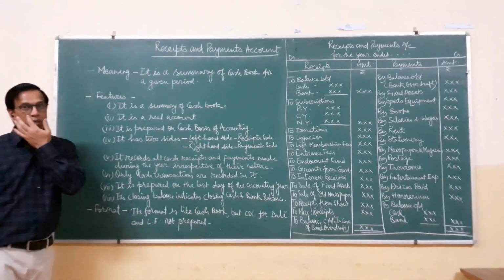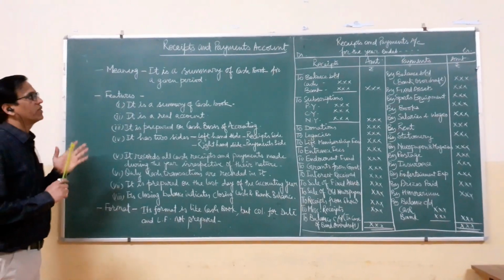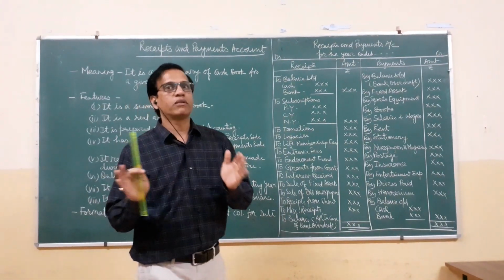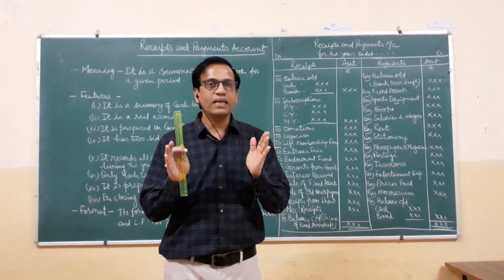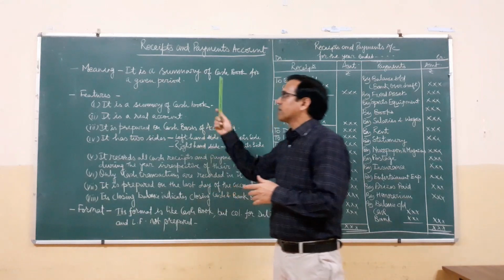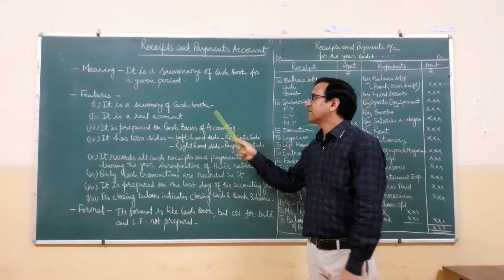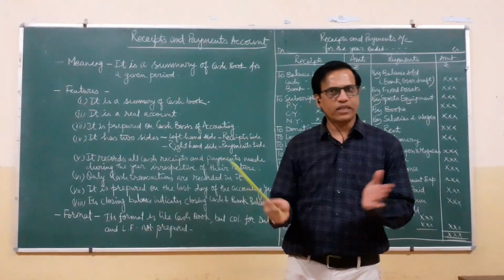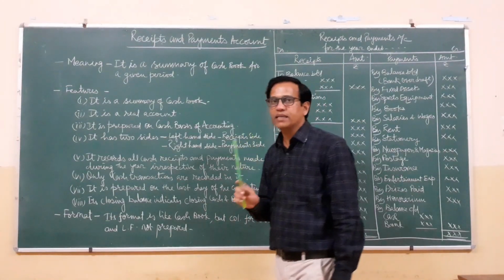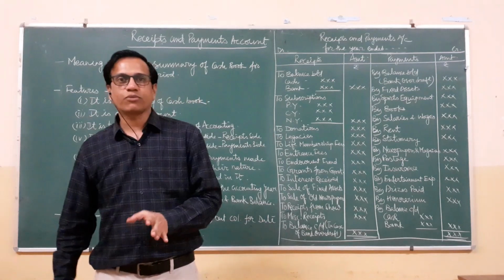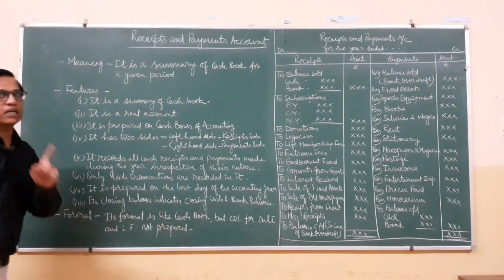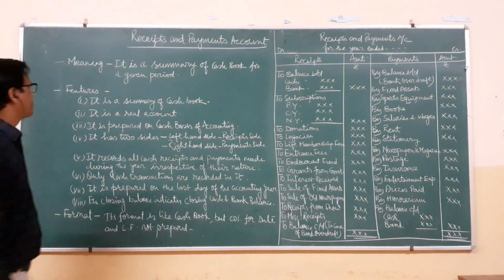Receipts and payments account is prepared at the end of the year. So it is a summary of the cash book for a given period, and it is prepared by the not-for-profit organizations. So let us see its features. It is a summary of cash book, very simple. We have discussed that only here, that it is prepared as a summary of cash book. That means all the transactions recorded in the cash book are summarized here under one particular head.